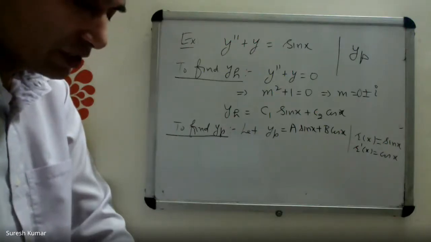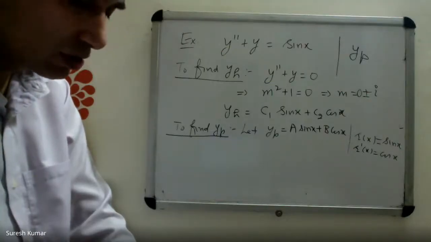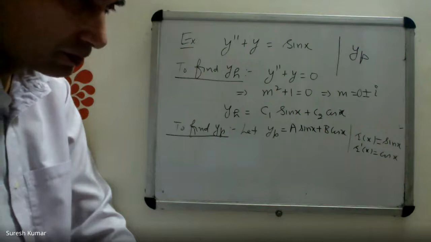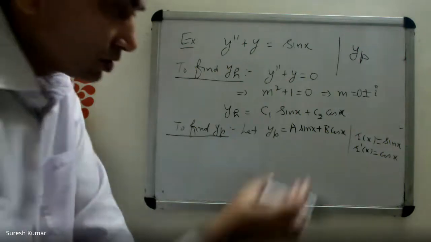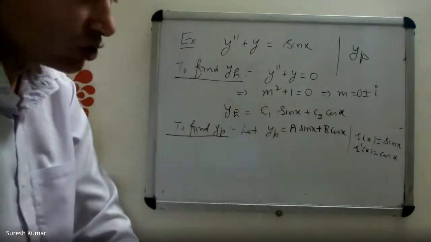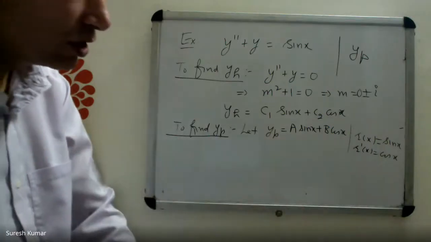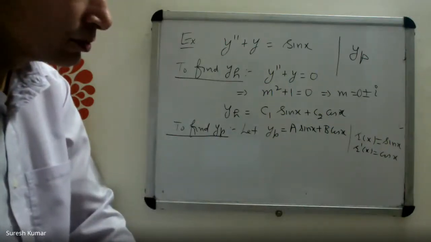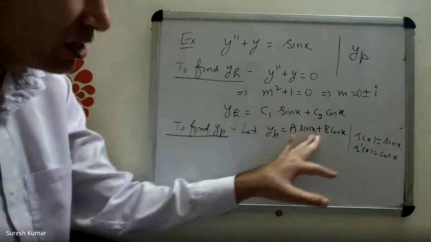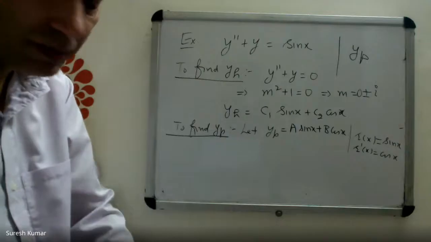Are you able to find capital A and capital B? No, sir. What do you think is the reason? You see, your yp is exactly matching the yh. So you cannot find A and B uniquely. Even if you find some A and B, finally it will be merged with the yh. There is no yp separately.